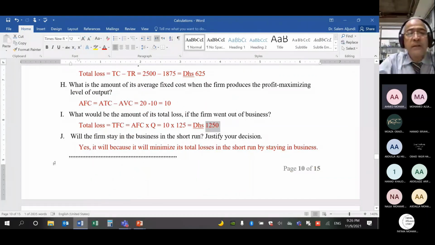Will the firm stay in the business in the short run? Justify your decision. Definitely we will stay in the business, producing 125 and incurring a loss of 625. It's better than producing zero and incurring a loss that is higher than if we produce 125. So yes, we will stay in the business because we can minimize total losses. So we finish this question.